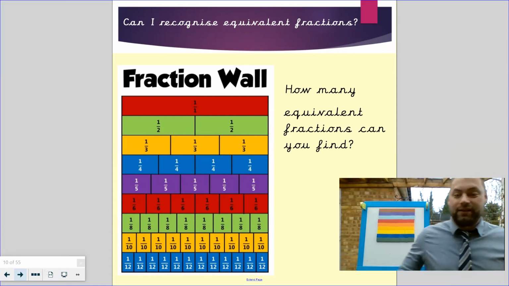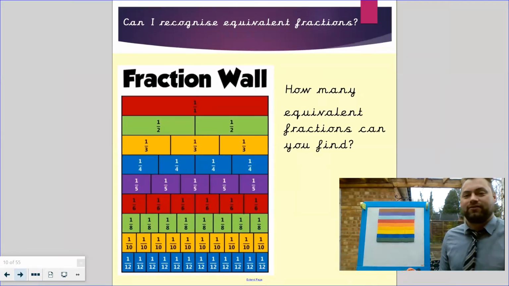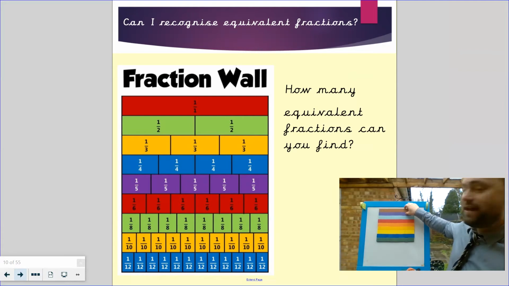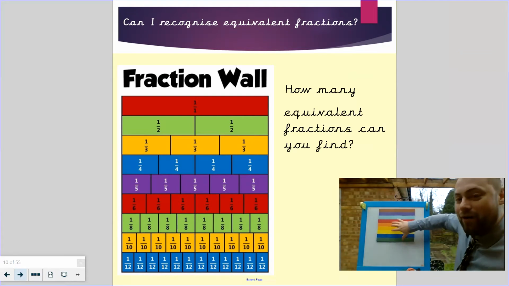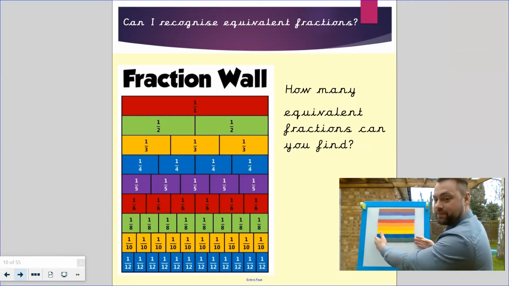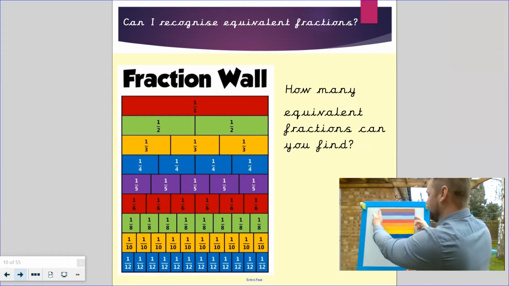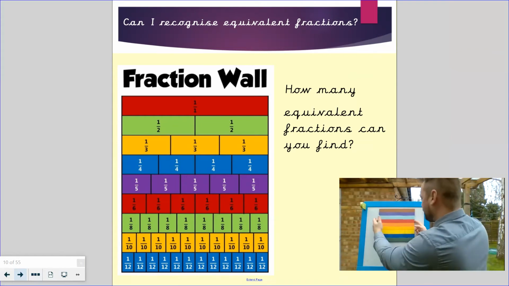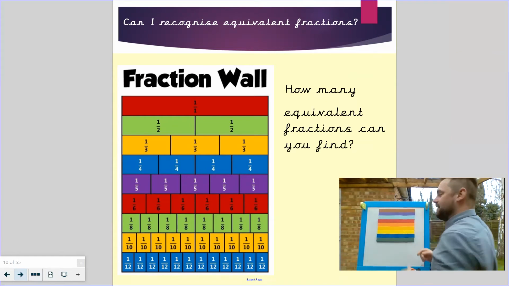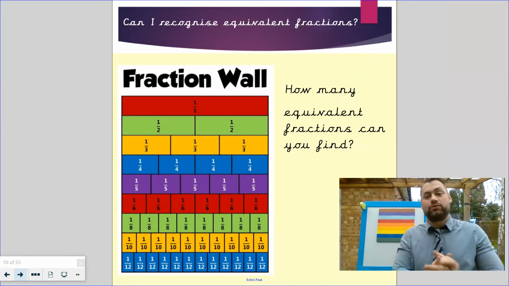All right, guys, hopefully you were able to find quite a few equivalent fractions on your fraction wall, okay? You can see here that 1/2, okay? All of these fractions here below 1/2 are equivalent to 1/2 when they're represented together, okay? So for example, 2 halves make a whole, 3/3 make a whole, 4/4 make a whole, 5/5 make a whole. So when they all make a whole, when we use them all together.